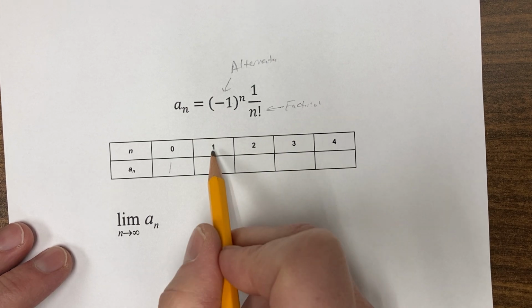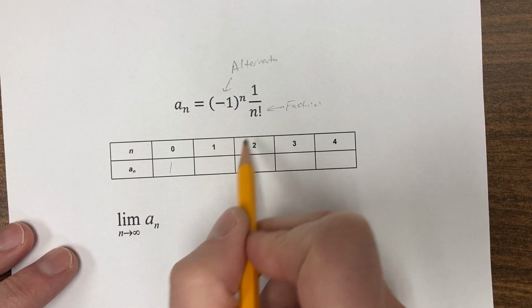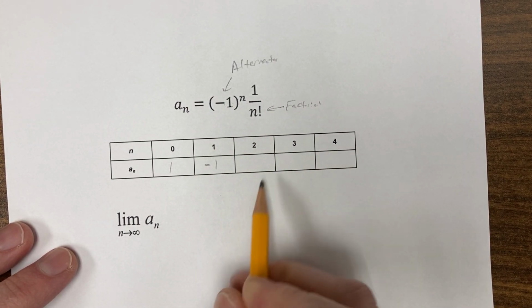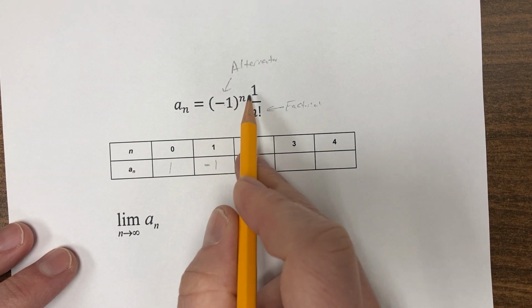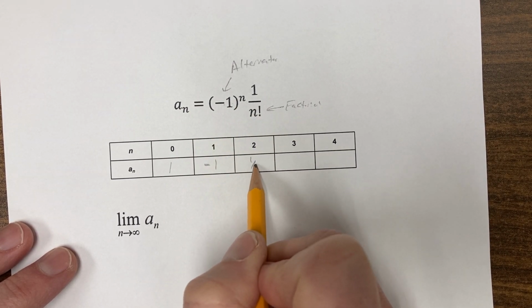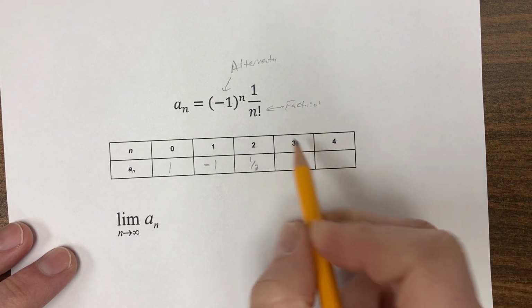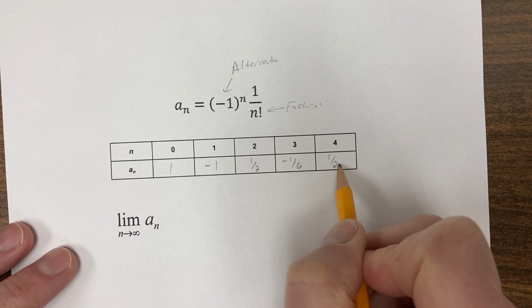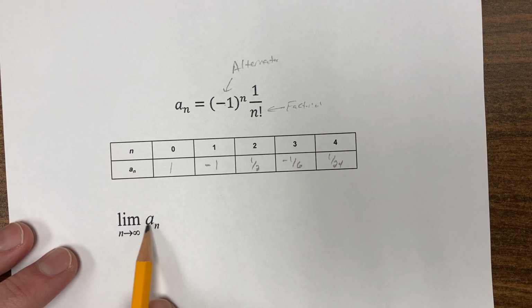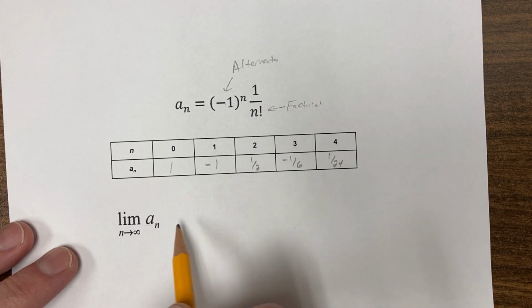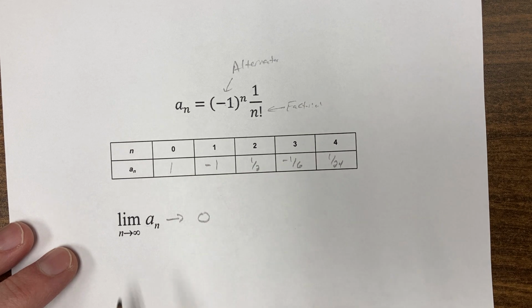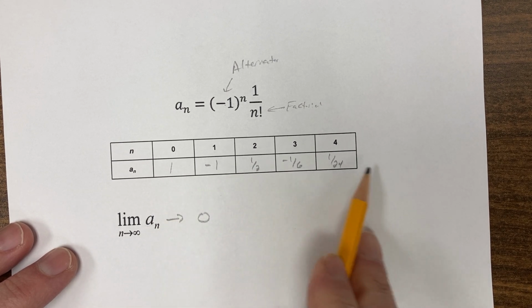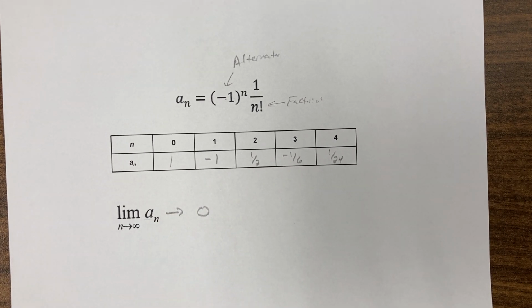All right. If I put 1 in, I get negative 1 over 1, which is negative 1. If we put 2 in, we get positive 1 over 2, so positive 1/2 there. Put 3 in, we'll get negative 1/6. Put 4 in, we get positive 1/24. Again, it's pretty clear to see that this sequence is heading to 0. These terms are getting smaller and smaller pretty quickly, and that's what's happening there.